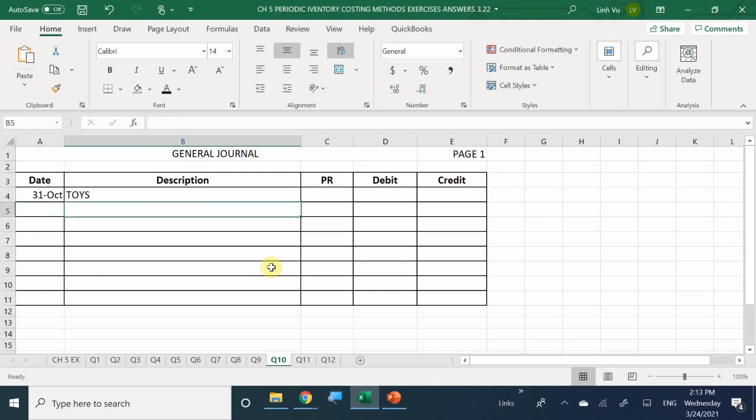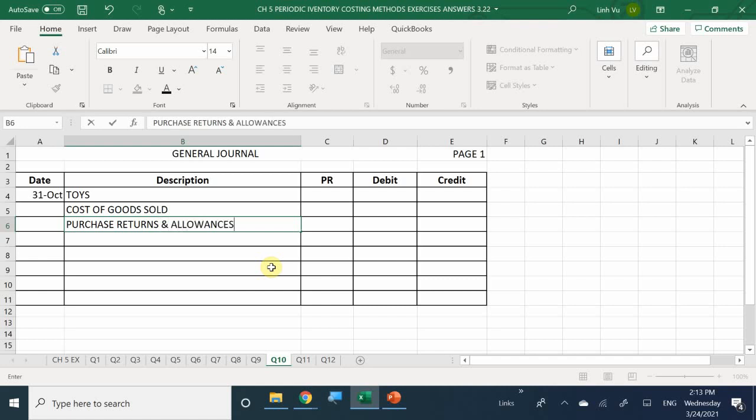What else am I going to be recognizing? Cost of goods sold. What else? Purchase returns and allowances. Good. What else? And then you have to indent and put purchase expense. Good. Purchase expense and then freight expense.